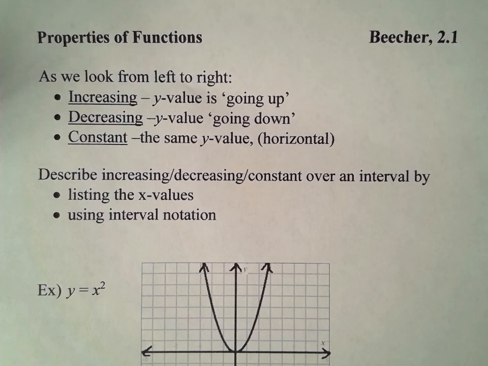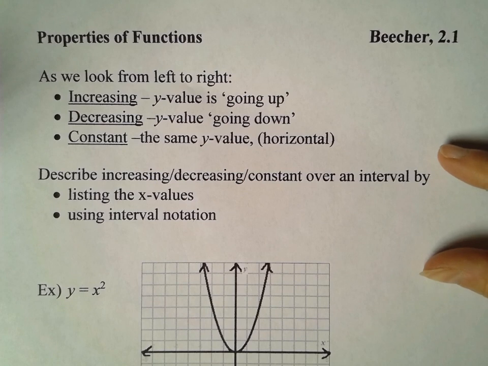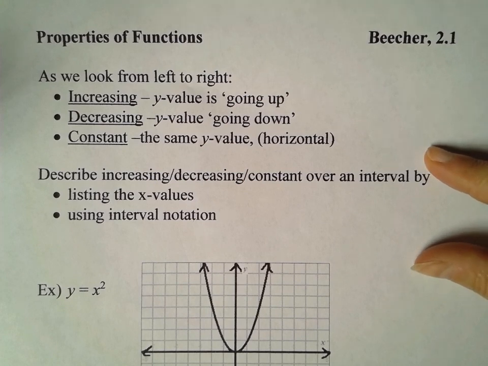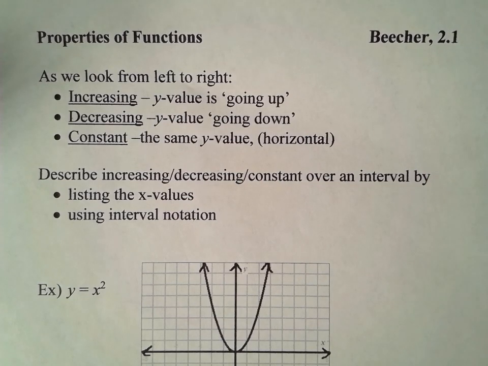I think this is a pretty intuitive idea. The part that I think is a little bit of a hang-up sometimes for students is the fact that we are going to describe these areas of the graph by using the x values. So even though we're tracking the y value going up and down, we're going to describe it by saying it's this section of the graph between this x value and this x value, and we're going to use interval notation to do that. So I want to give you a couple examples to try that out on.